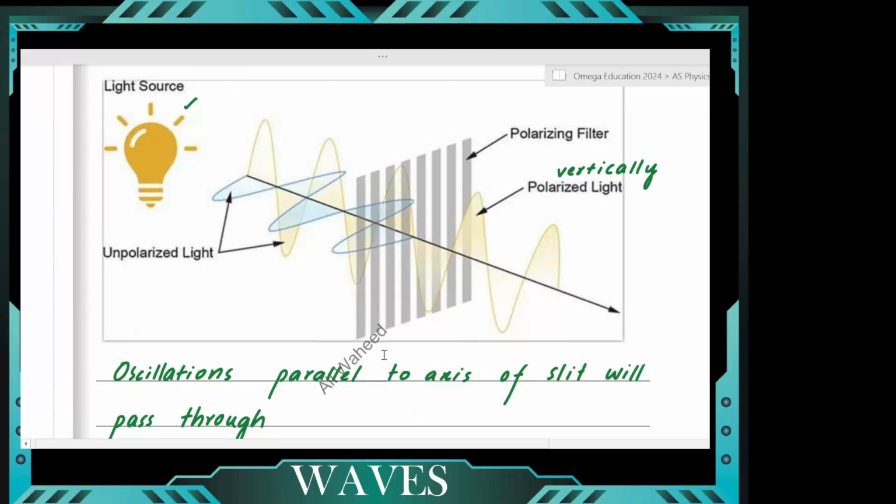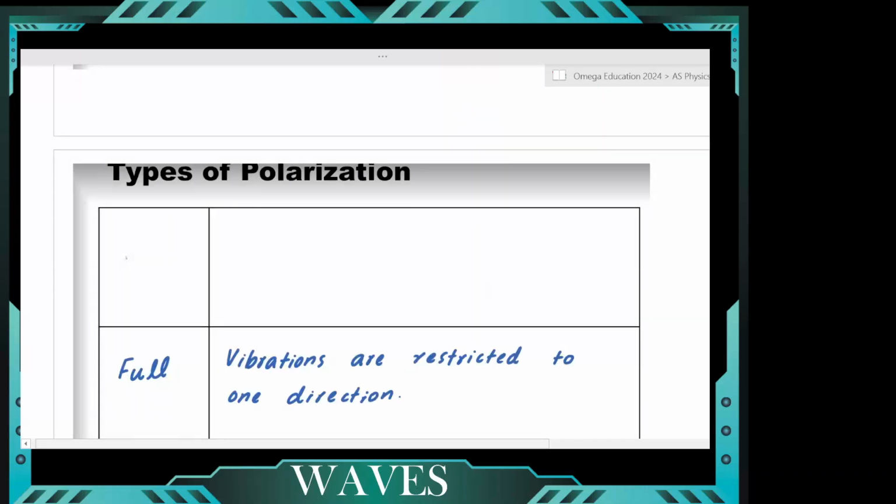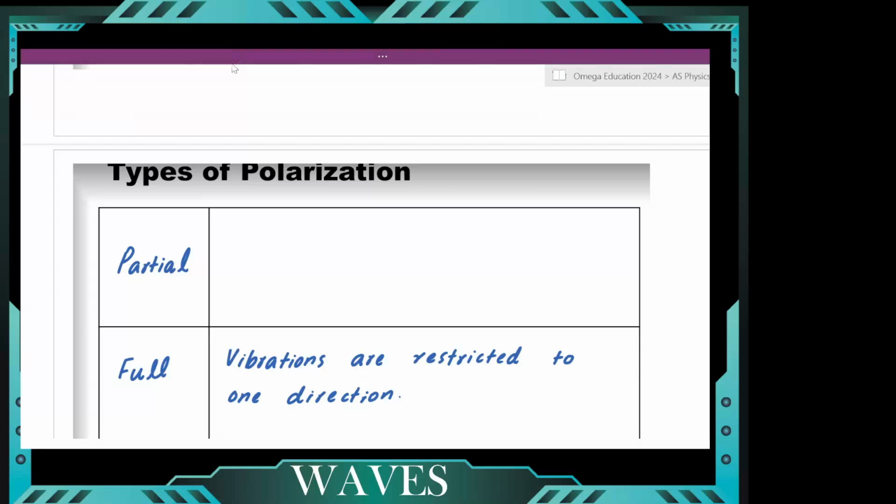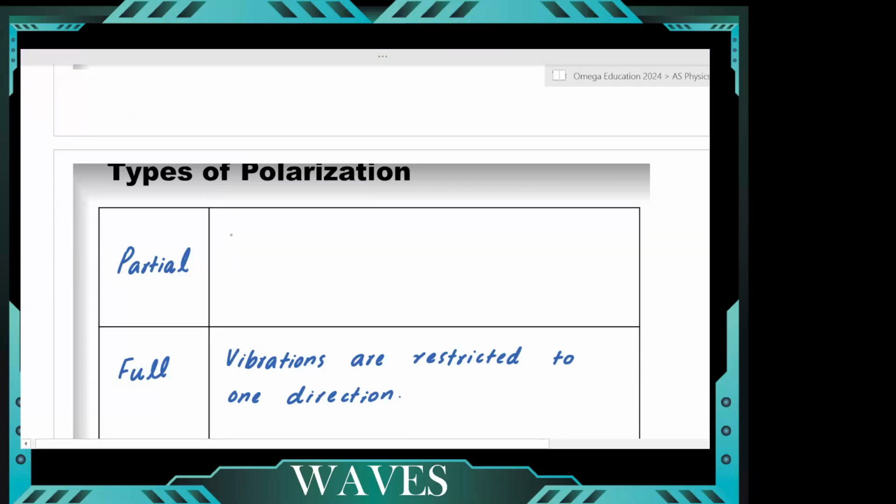And as you can see over here, we have represented two oscillations at the back, but as the light passes through the polarizing filter, we are left with only oscillations in one direction, which is the vertical. So this is fully polarized light. And in partial polarization, there could be oscillations in more than one direction also. So oscillations, you can write vibrations, are not restricted to one direction.